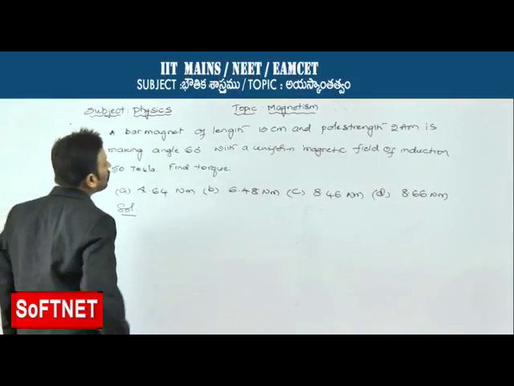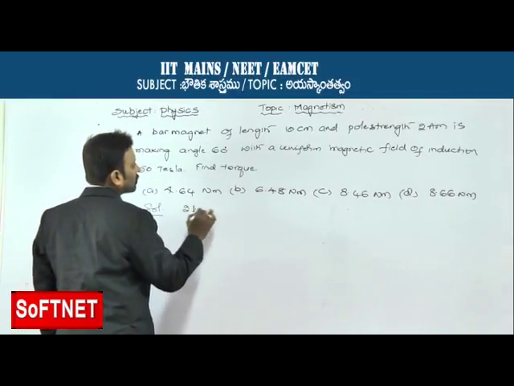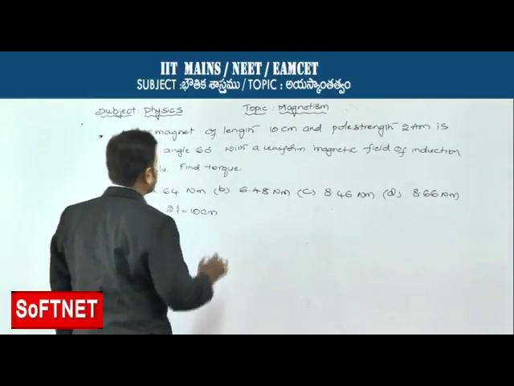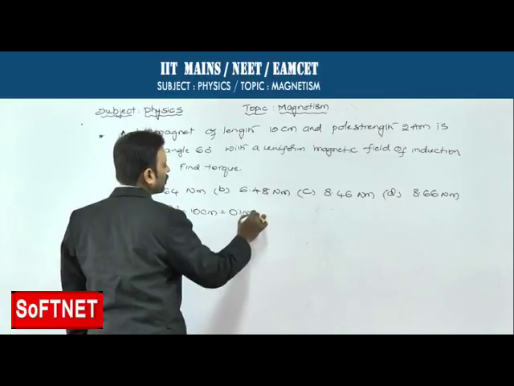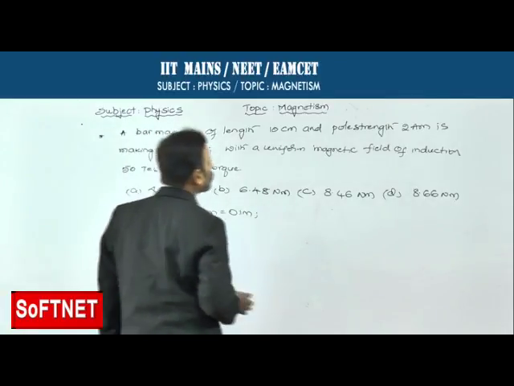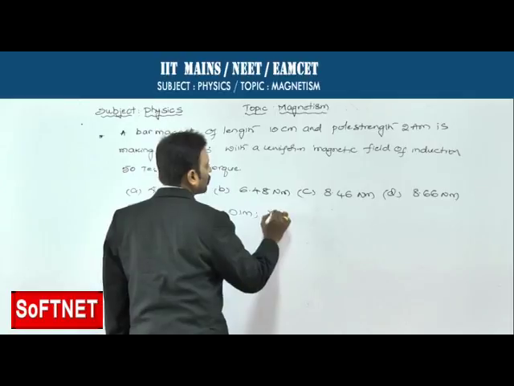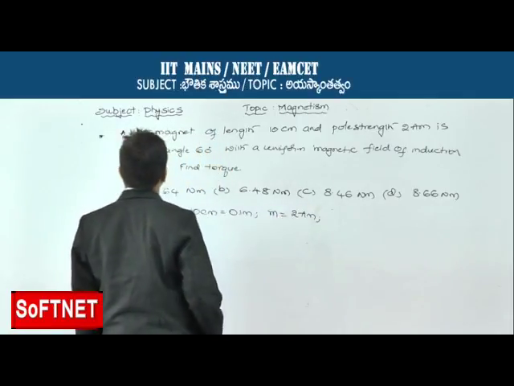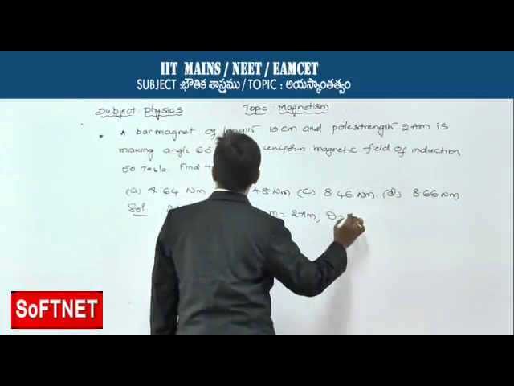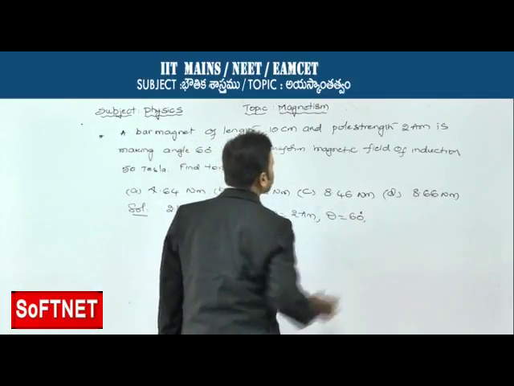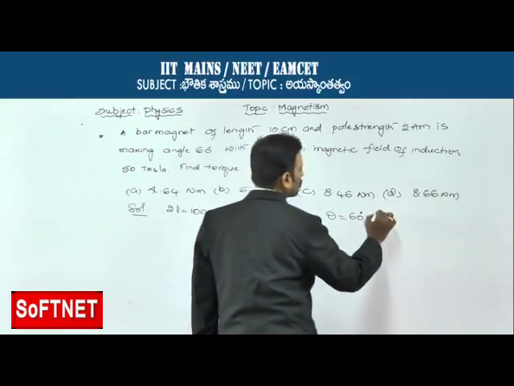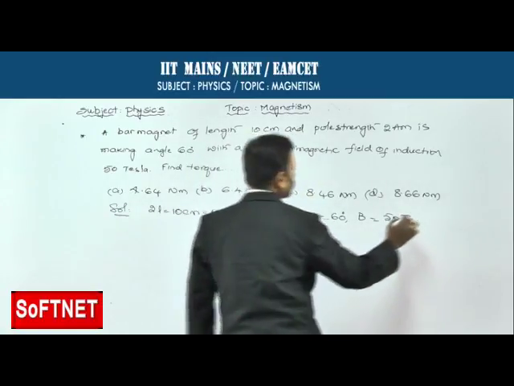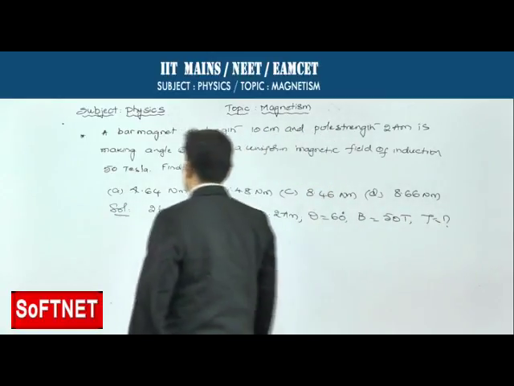Now, the solution. According to the given data, length 2L is given as 10 centimeters, which is equivalent to 0.1 meter. Then pole strength, small m, is given as 2 ampere meter. The value of theta is given as 60 degrees. The magnetic induction is also given as 50 Tesla. You are asked to calculate the torque acting on the magnet.